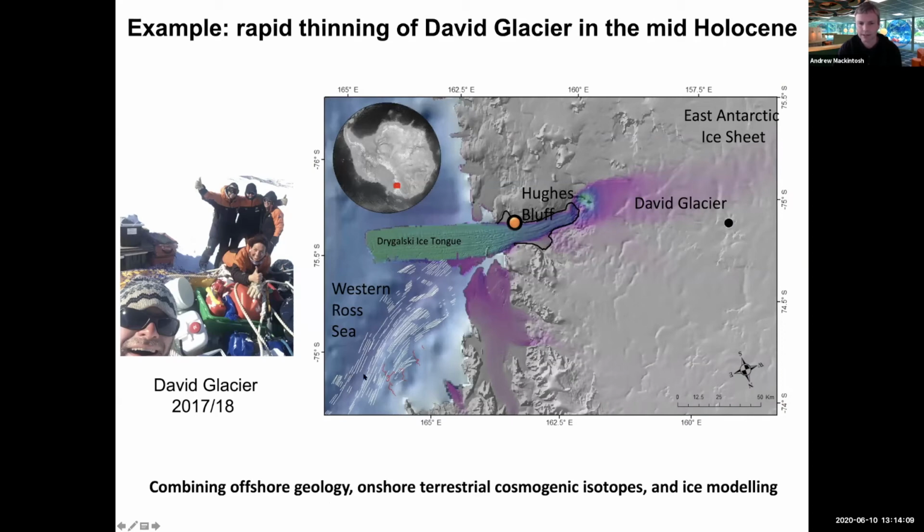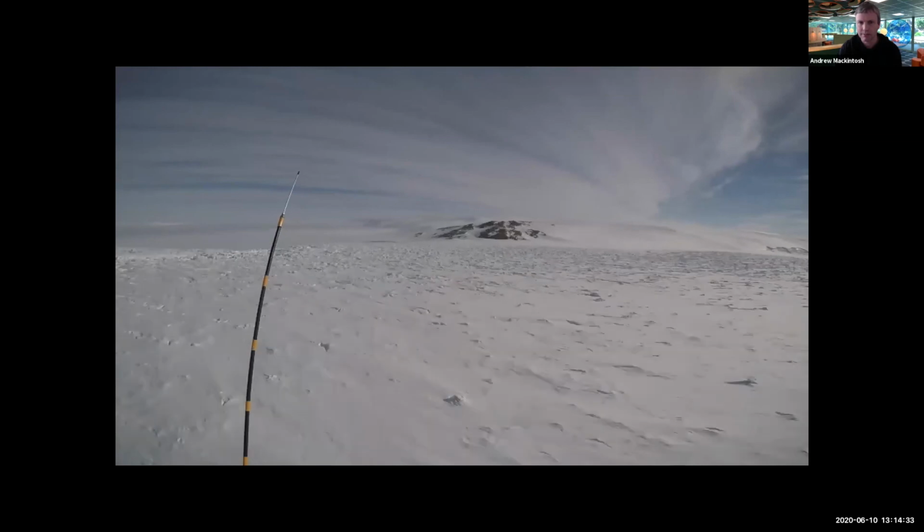And I'll just point out that we're working in collaboration with the Koreans who'd mapped all of the bathymetry offshore that helps us understand where the ice used to flow. So thousands of years ago, it flowed along this dotted line rather than where it does today. And by combining offshore geology and onshore terrestrial cosmogenic isotopes, I'll show you what this does in a second, and ice modelling, we better understand how ice sheets respond to climate change.